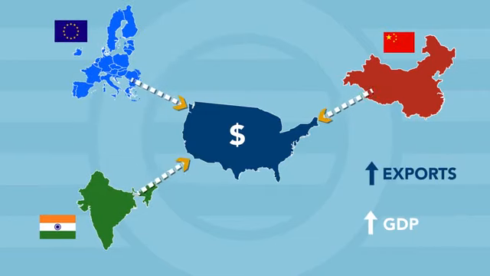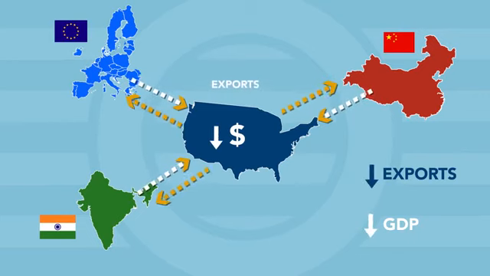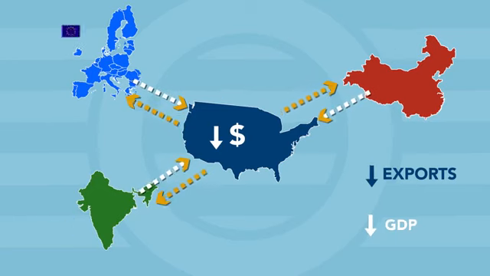As their currencies increase in value against the dollar, their exports to the US effectively become more expensive. Exports from the US, however, become more attractive. This can ultimately hamper GDP growth in these countries.